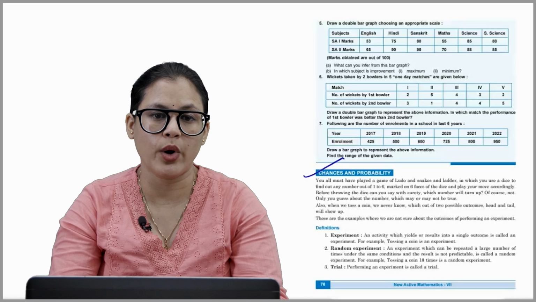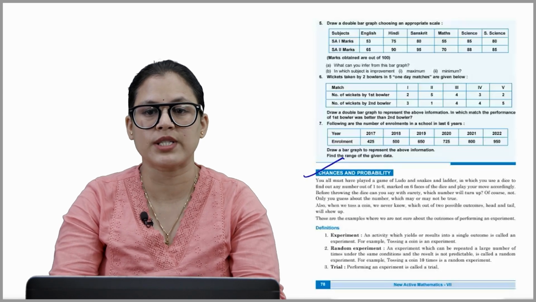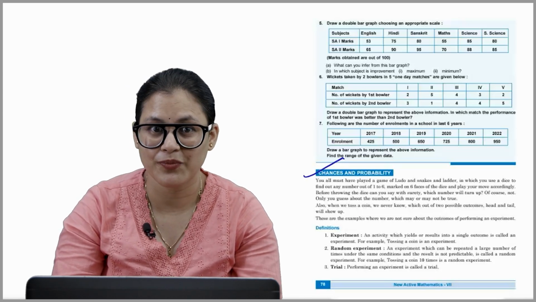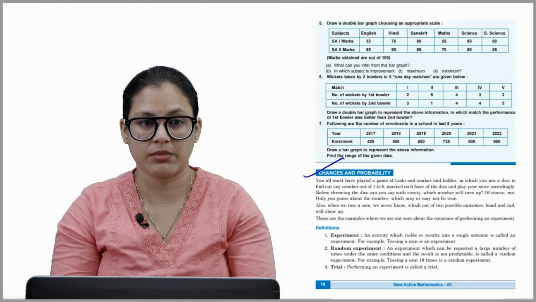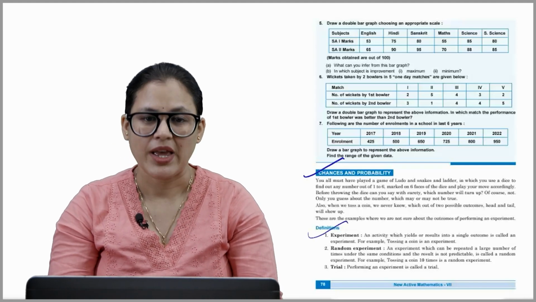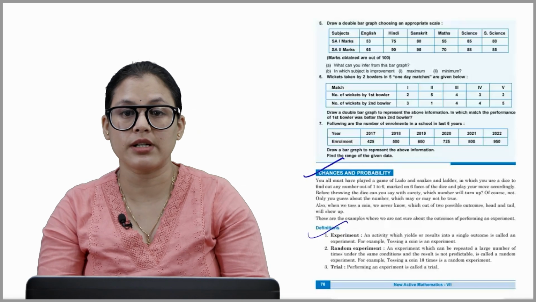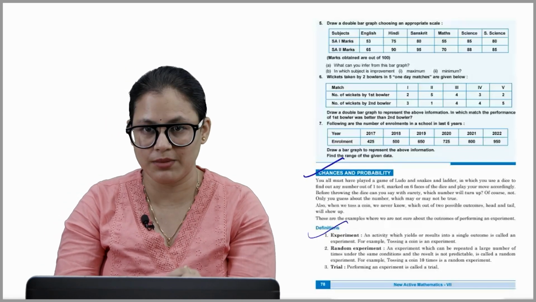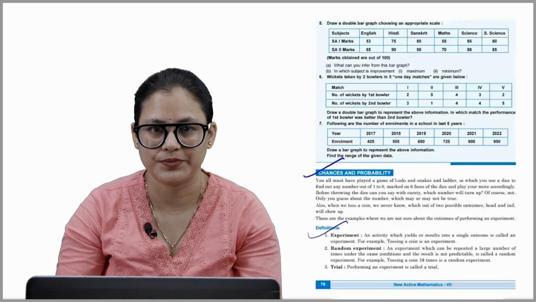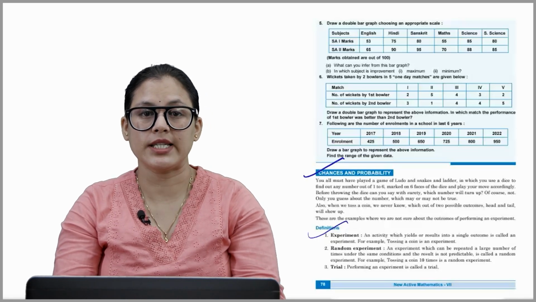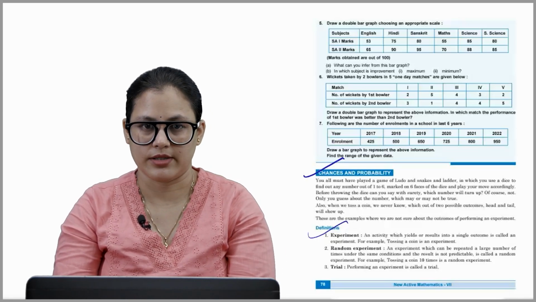Also, when we toss a coin, we never know which out of 2 possible outcomes, head and tail, will show up, right? So there are examples where we are not sure about the outcomes of performing an experiment. Definitions. Experiment: an activity which results in a single outcome is called an experiment. For example, tossing a coin is an experiment. So you will get either a tail or a head, right?